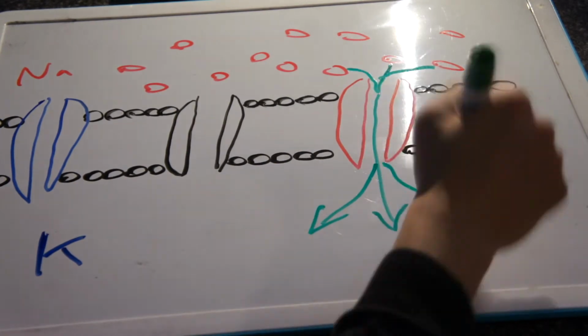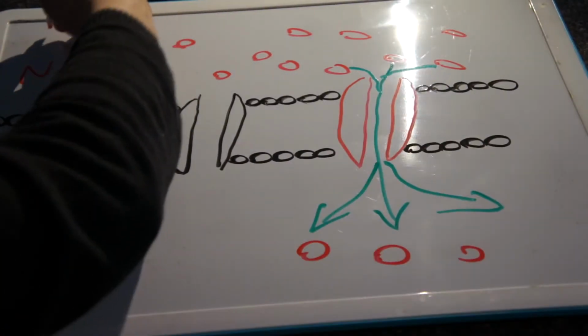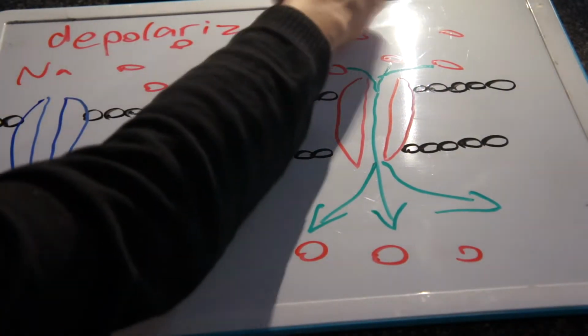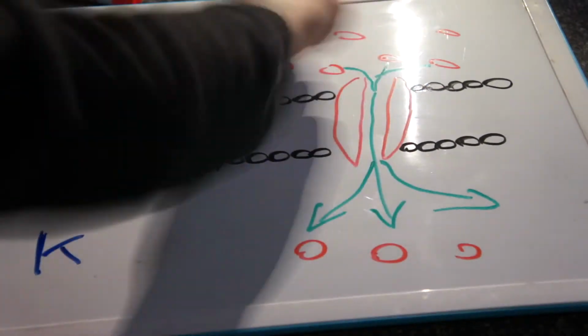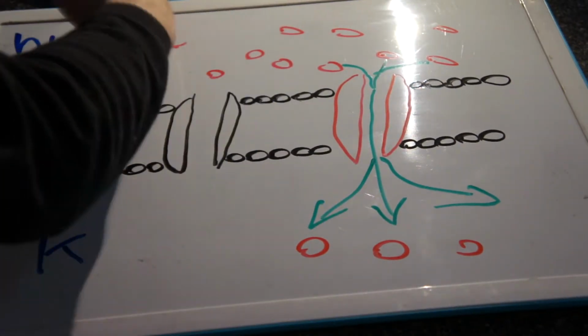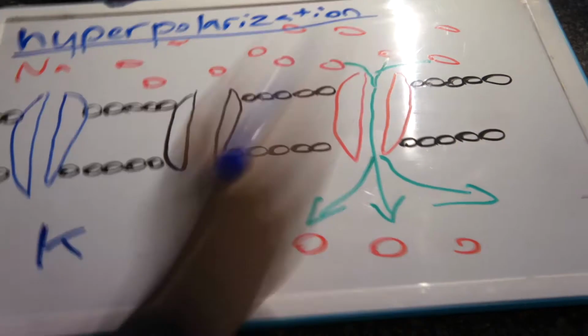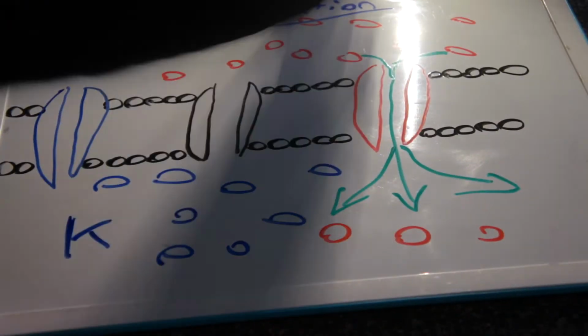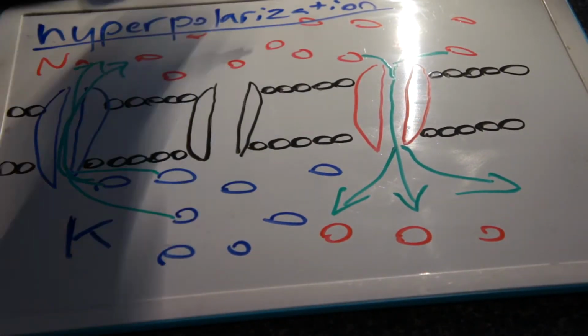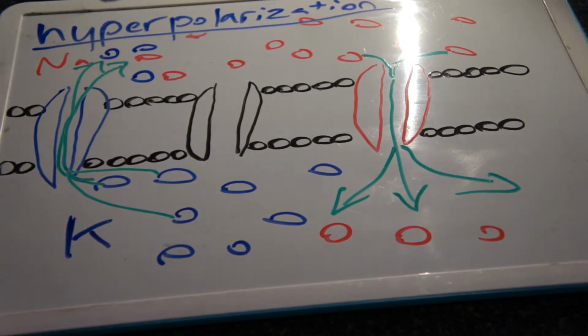The act when sodium gates open, in which sodium flows inside the axon through the sodium channel, is called depolarization. Hyperpolarization is when potassium flows out of the axon through the potassium channel, making the action potential slightly more negative until it recovers back into its resting state.